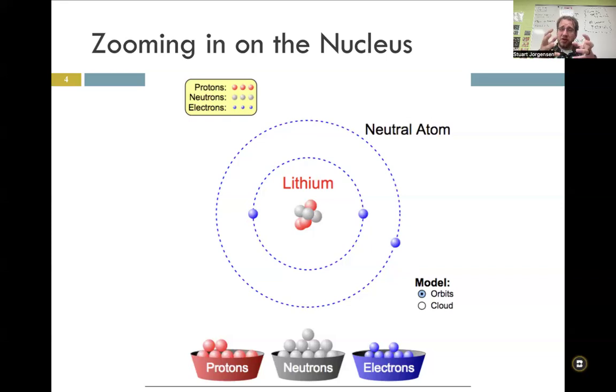Because we know as we get larger and larger, we get these really massive nuclei. And what will happen is it's too hard to hold all those protons and neutrons together. So we start to break apart and spit out some of those pieces. And that's really what we're looking at when we start to talk about our nuclear changes.